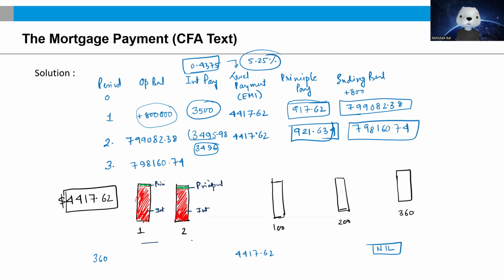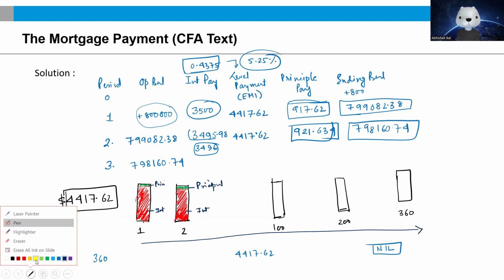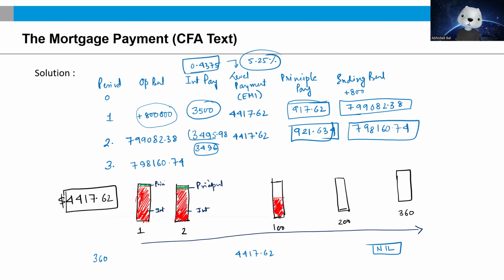Now, as we progress along the time scale, let's take for instance month 100. Out here, you would see that almost close to half of the monthly level payment is going to serve the interest, while the rest of it is going to serve the principal.